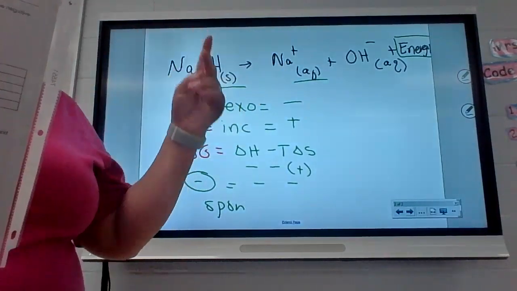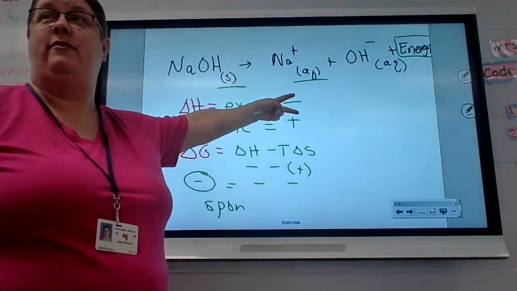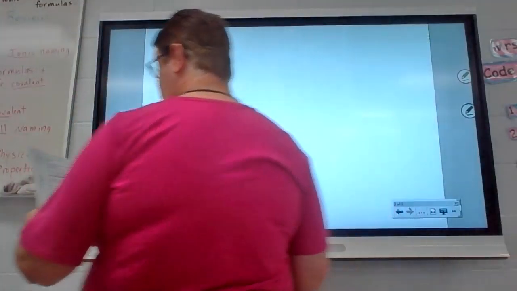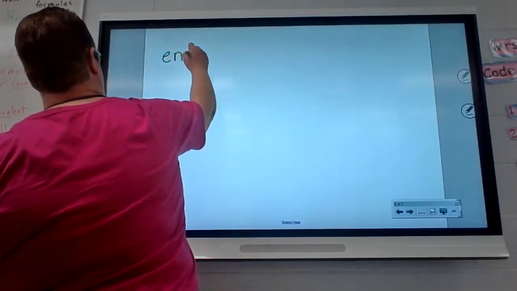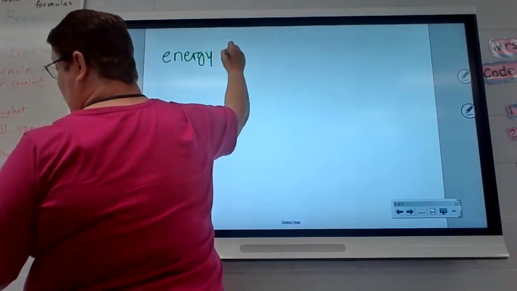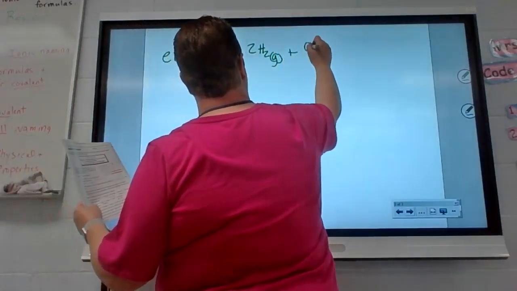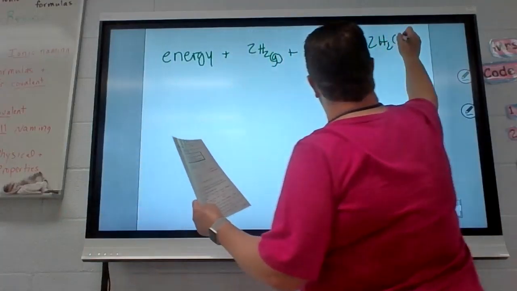Sometimes would be if both of these are positive or both of those are negative. They have to be the same side. Okay, all right. The last one, number 5 rather, is energy plus 2H2 as a gas plus O2 as a gas goes to 2H2O as a gas.